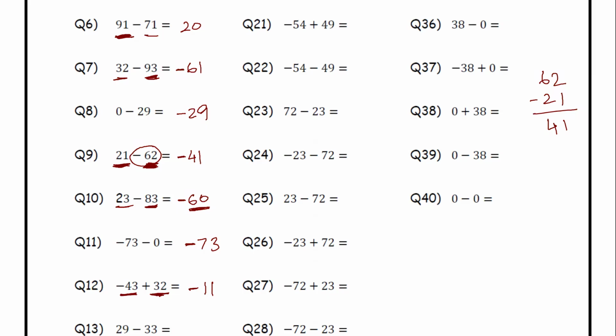29 and negative 33. The difference is very simple. It's 4. Whether it will be positive 4 or negative 4 depends on the sign of the bigger number. The bigger number 33 has a negative sign, so the result will be negative.